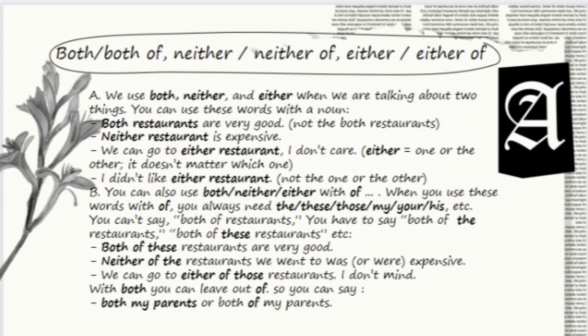The next: both of, neither of, either, or either of. A. We use both, neither, and either when we are talking about two things. You can use these words with a noun. For example, both restaurants are very good. It means not the both restaurants. The other example, neither restaurant is expensive. So we can go to either restaurant.